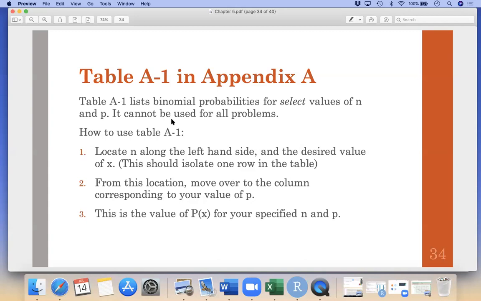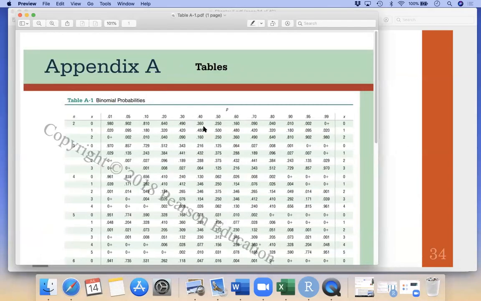But you can't use these tables for all problems. Why? Because according to the table, we have very specific p values. But remember, in the previous example, our p was 0.45. Can you see 0.45 here? No, we have only 0.4 and 0.5. So if you have an example like the previous one, you cannot use this table. We cannot use the table every time.